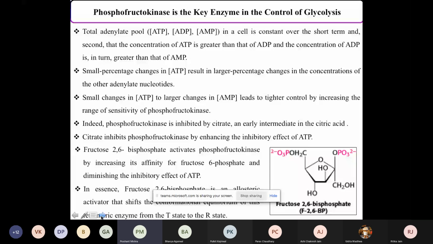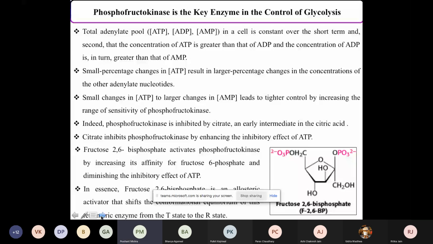How? You have seen that ATP can be converted into ADP and AMP, and ADP can be further converted into AMP. That means they can be controlled depending on the amount of ATP. So whenever you look at this chart, it reflects the energy status of the cell. A small change in ATP leading to large changes in AMP gives tighter control by increasing the range of sensitivity of phosphofructokinase. So look at how this ratio of ATP to AMP, which reflects the energy charge of the cell, is going to control the enzyme phosphofructokinase.